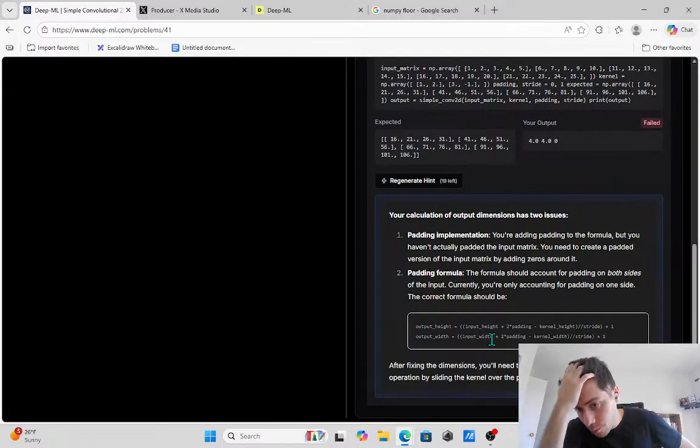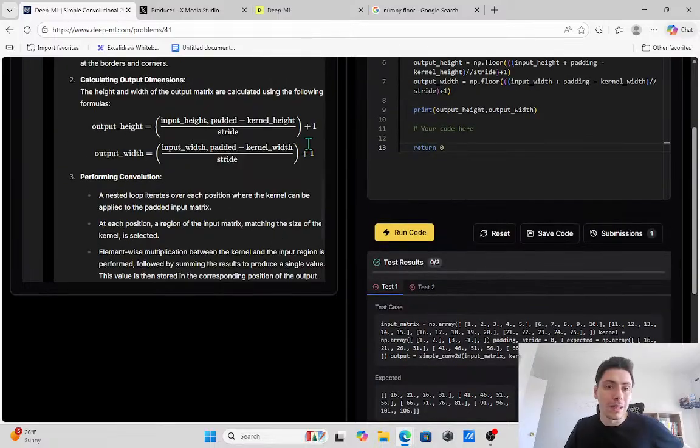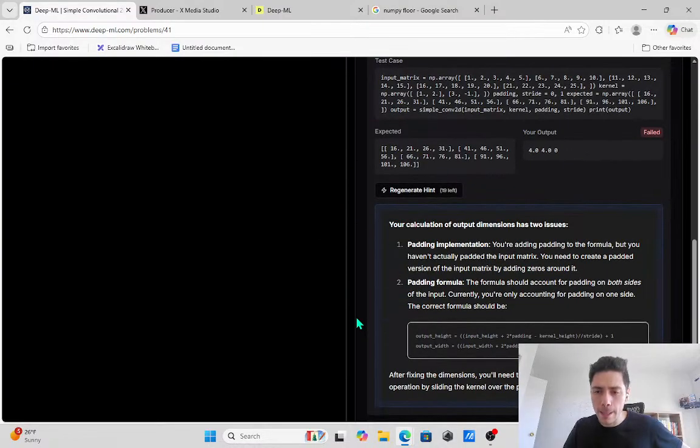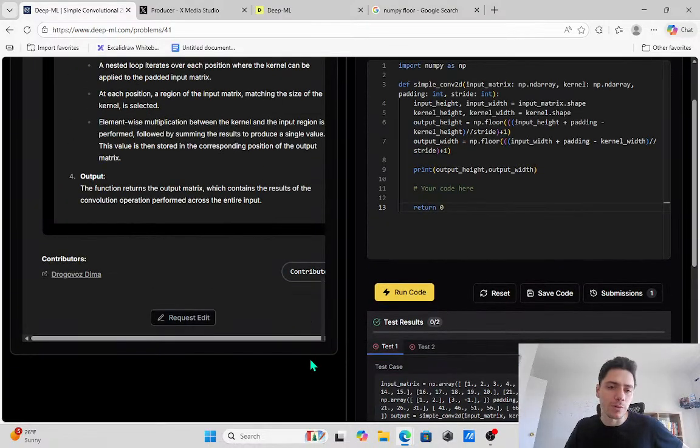Padding formula. The formula should account for padding on both sides of the input. Currently only accounting for padding on one side. It should be 2 times padding. Let it say that here. Let's see if that's right first, and then we'll... Oh. Now I'm curious if the solution is wrong.